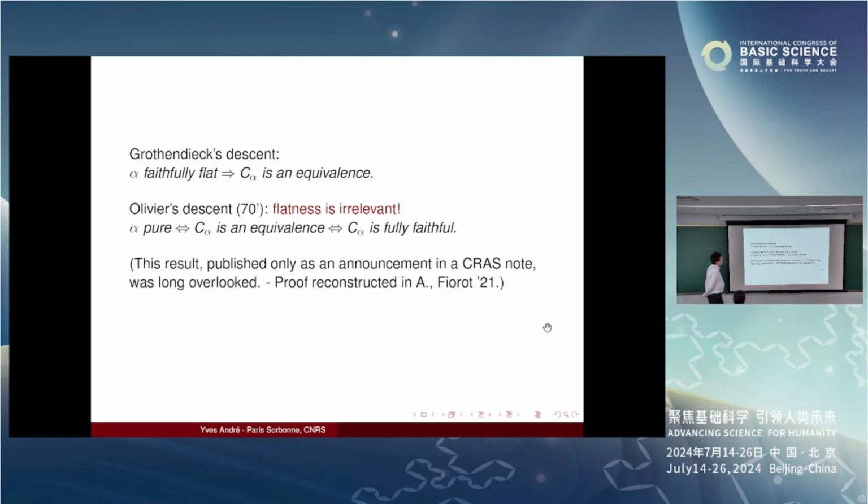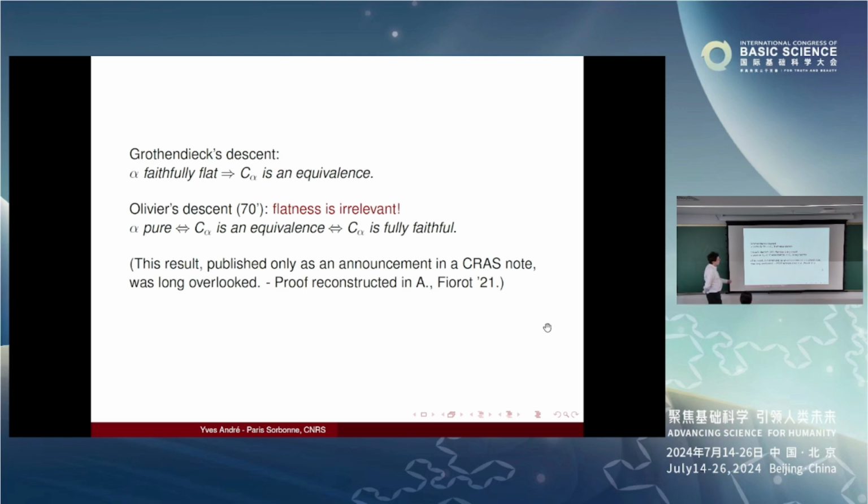But it was a not so well-known discovery by Jean-Pierre Olivier. Also, the author himself is not so well-known, which dates from the 70s, right? That in this story of descent, flatness is completely irrelevant. So faithfully flat is flat plus pure. And what is relevant is pure.